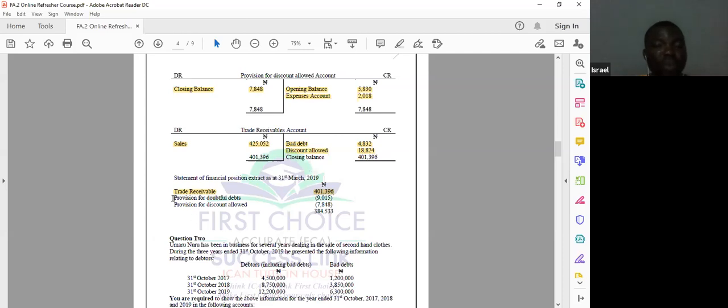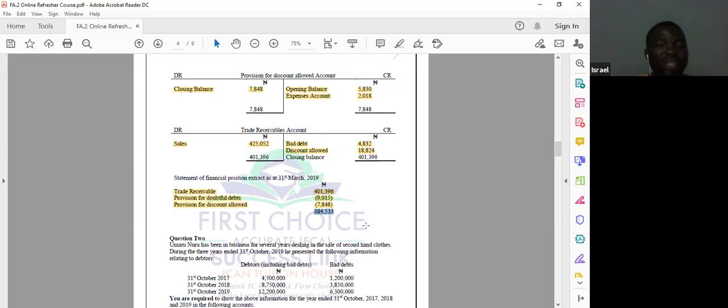After that, you now put your provision. You less your provision for doubtful debt. You now less your provision for discounts allowed. In case they don't give you provision for discount allowed, it will not be there. You just stop at provision for doubtful debt. But if we ask you to compute provision for discount allowed, then it will be found under this financial position. When you compute, it means that this amount is the reasonable amount that you are expecting to receive as regards trade receivables.